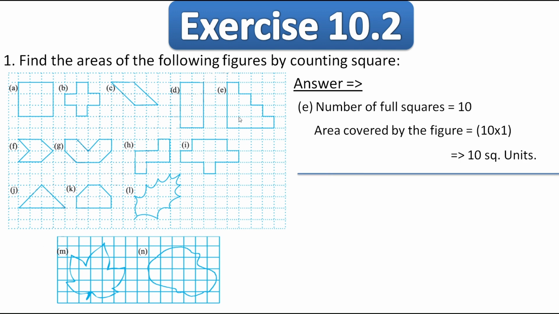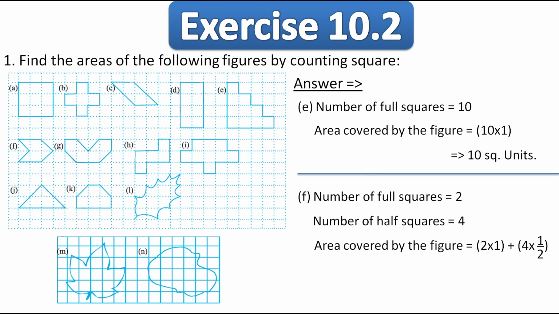Now in F, we have 2 full squares. Therefore, the number of full squares here is 2 and the number of half squares is 4. Therefore, the area covered by the figure is 2 into 1 plus 4 into half, which is equal to 2 plus 2, which is equal to 4 square units.